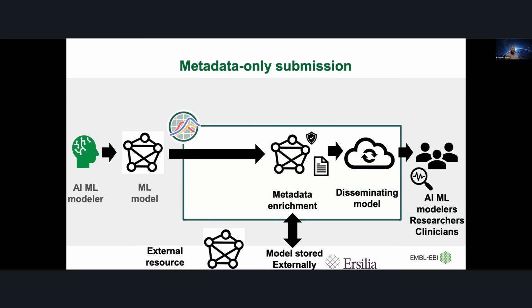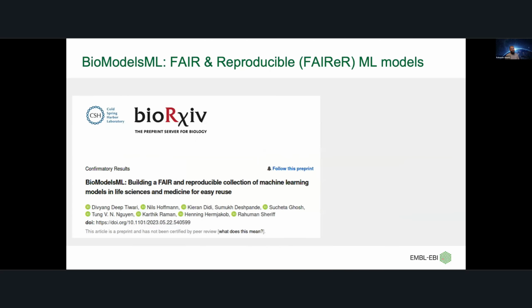And we worked this out with Elcilia, which is an external repository which has a good collection of machine learning models for antibiotic resistance. These models are stored externally, but the model metadata are curated into BioModels, so they are discoverable. Once you discover the right model, you can click and go to Elcilia and download the models of your interest. This is summarized in this article. If you like, you can go and read further or reach out to me.